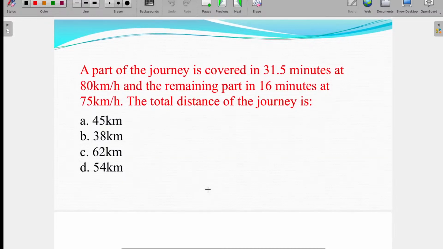A part of the journey is covered in 31.5 minutes at 80 km per hour. The remaining part in 60 minutes at 75 km per hour. Find the total distance of the journey. You try first, then I will explain. Try to do it.